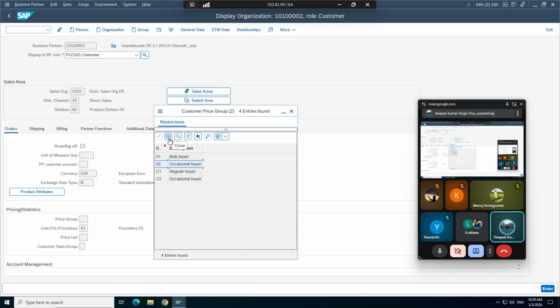SAP gives all those options. Whether you want to use them is up to you. If you don't want to use them, leave them blank. Those fields are not mandatory. Here also, we have not maintained this price group, but I am still able to create my order, create the delivery, and do the billing. But what if my business asks me to segregate customers based on this criteria, with different pricing for each group? For bulk customers I will have one kind of pricing, and for occasional buyers another. Then you can use these options.